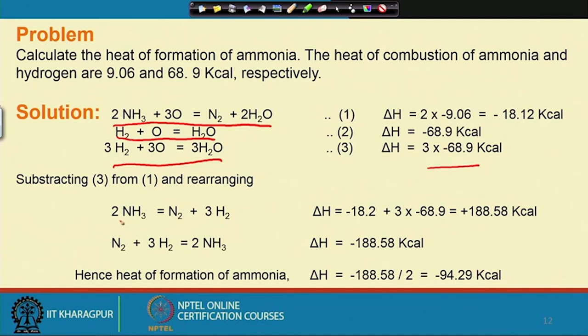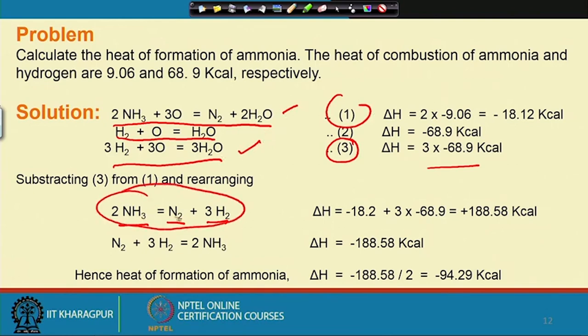Now, for 2 moles of ammonia, we require 1 mole of nitrogen and 3 moles of hydrogen, the reverse. So if you subtract this from this, then we will find this equation: 2 moles of ammonia degraded to nitrogen plus 3 moles of hydrogen. If you calculate from here, you will find this is plus 188.58 kilocalories.